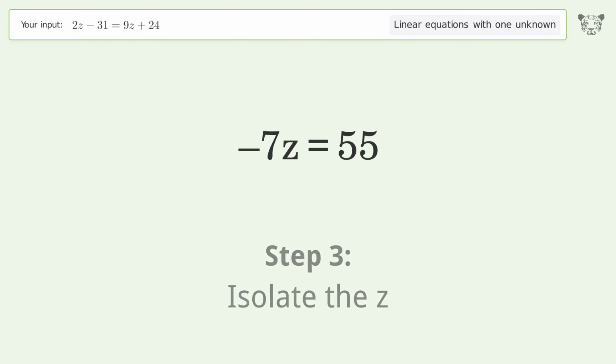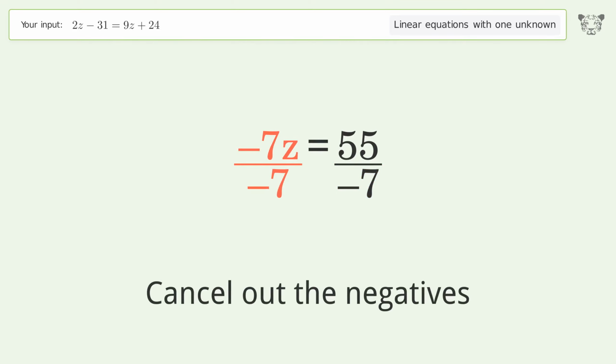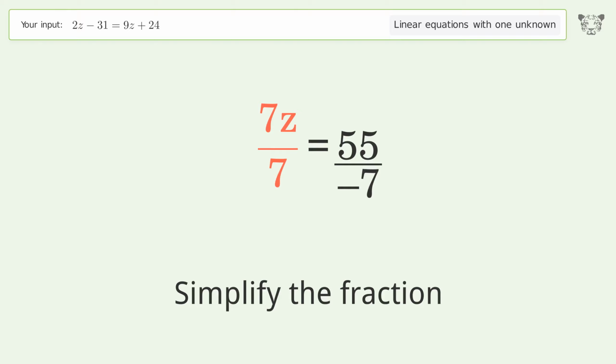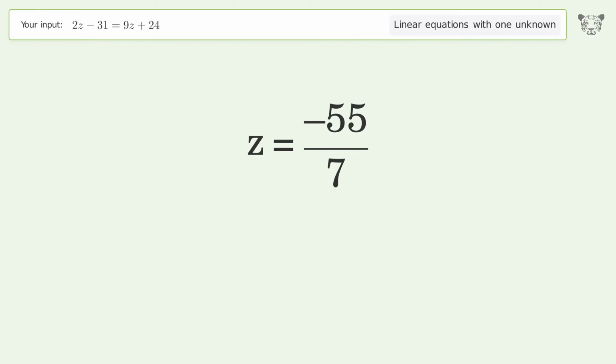Isolate the z. Divide both sides by -7. Cancel out the negatives. Simplify the fraction. Move the negative sign from the denominator to the numerator. And so the final result is z equals -55/7.